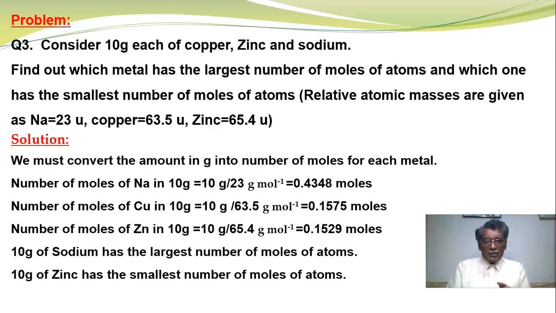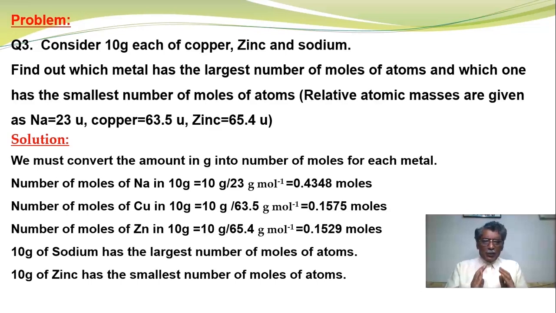For copper, 10 grams upon 63.5 grams mole inverse. That gives us 0.1575 moles. In case of zinc, 10 grams upon 65.4 grams mole inverse. That gives us 0.1529 moles. So therefore 10 grams of sodium has the highest number of moles and 10 grams of zinc has the smallest number of moles of atoms among these three.